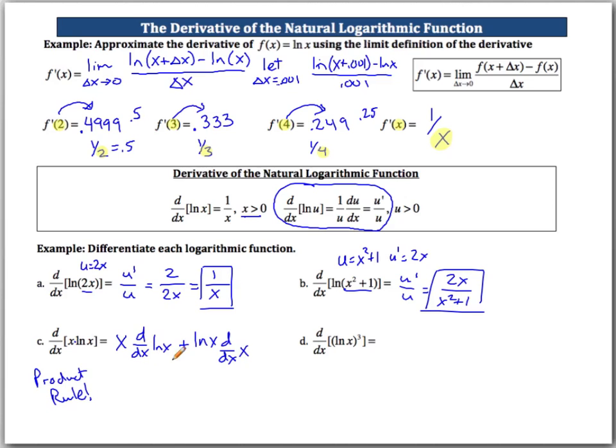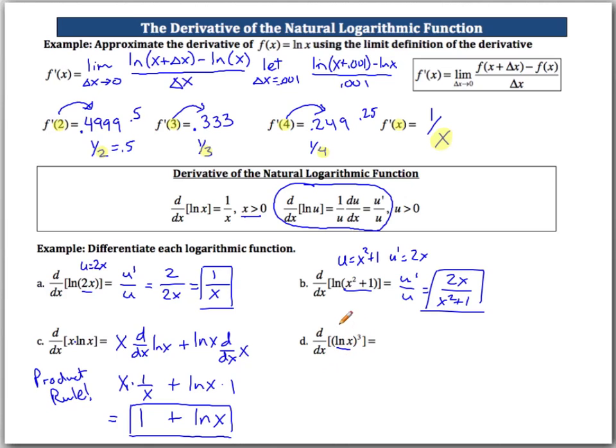And now let's take our derivative of natural log of x, which is 1/x. So this is x times 1/x. And then here, this is going to be the natural log of x times the derivative of x, which is just 1. So x times 1/x equals 1. And then natural log of x times 1 is just natural log of x. And there's your derivative.